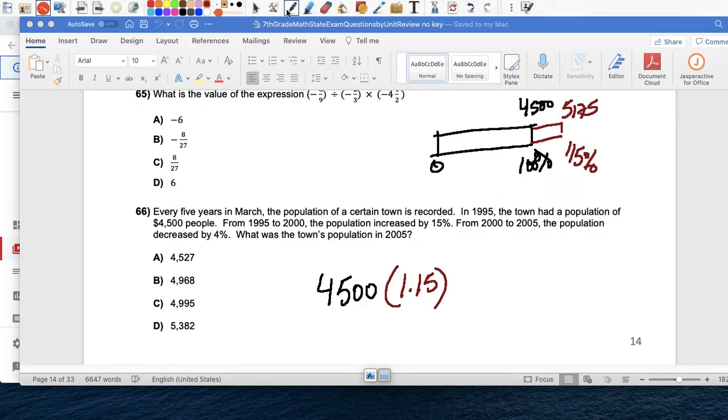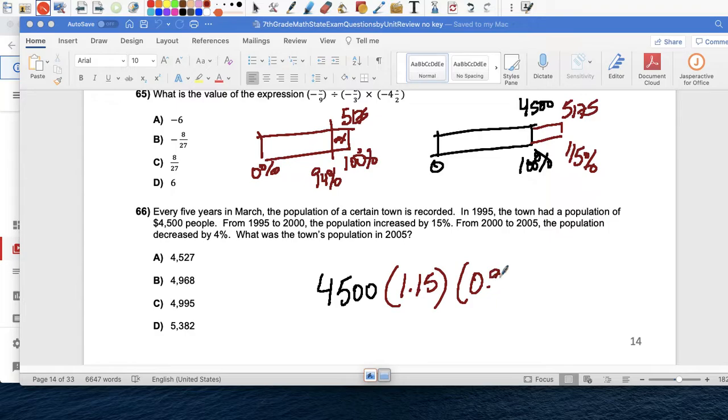So from that portion, it decreased 4%. I'm going to draw a new bar model. So 100% is a population of 5,175. What happens in the year 2000 to 2005, the population decreased. From 5,175, it decreased 4%. So we have to find out what 96% of that is, so we're going to multiply the second one by 0.96.